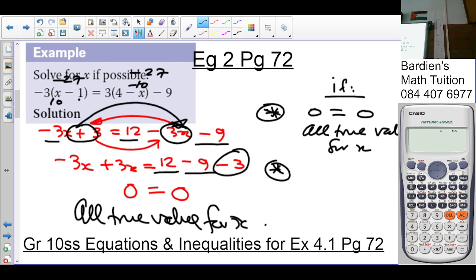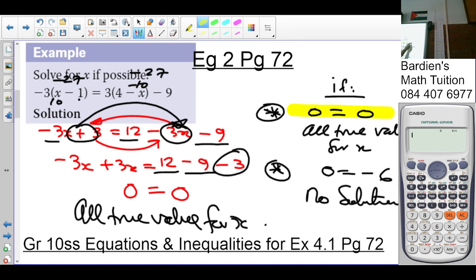Secondly, if 0 is equal to any number, you work out your equation and the x's cancel, and you get 0 is equal to minus 6, or 0 is equal to 8, then you write no solution. Or no value for x. Those are the two cases.